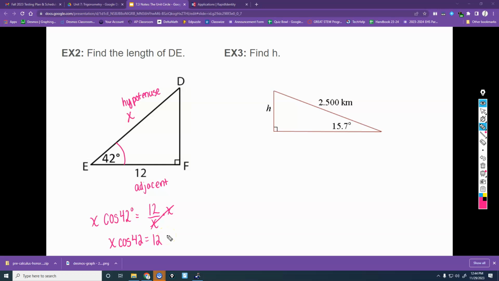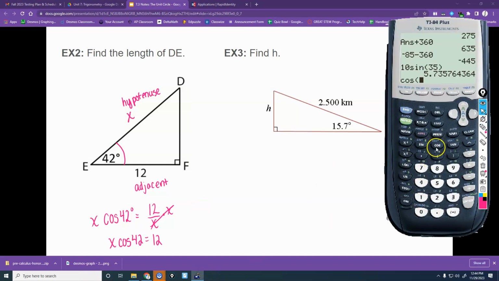And now it looks complicated, but cosine 42 is a number. Right? If I type cosine 42 into the calculator, it is going to give me a number, 0.743144. So really what I have here is 0.743144 times x equals 12. And I just need to divide both sides by that 0.743144. Keep that whole number in your calculator.